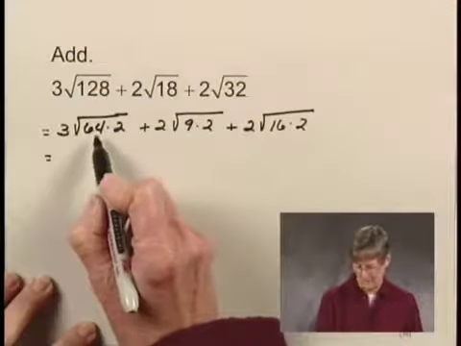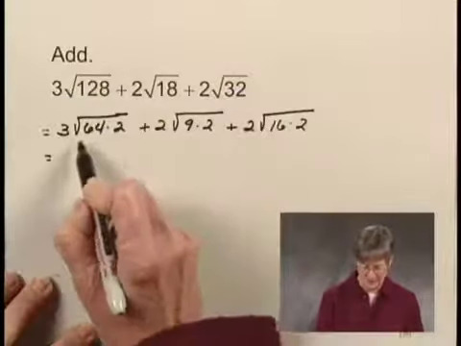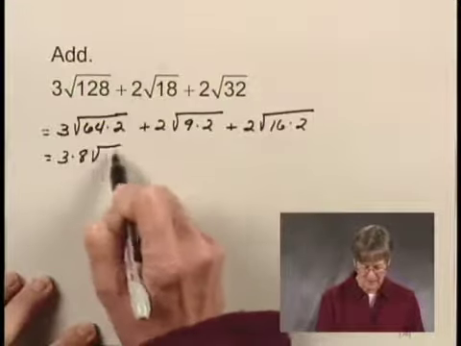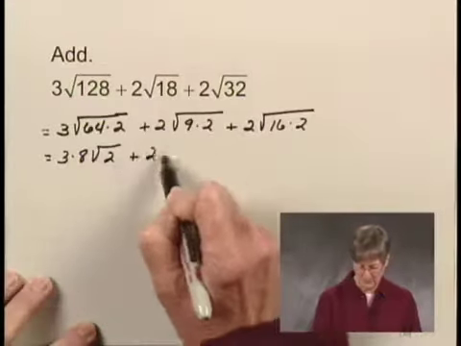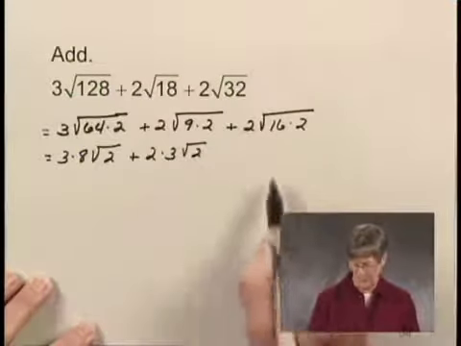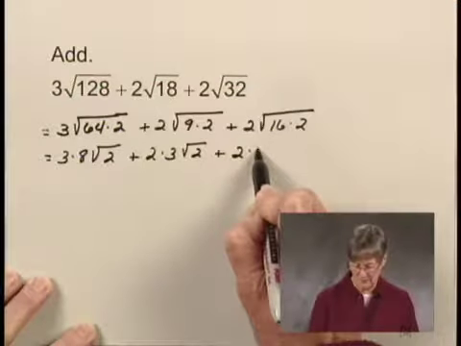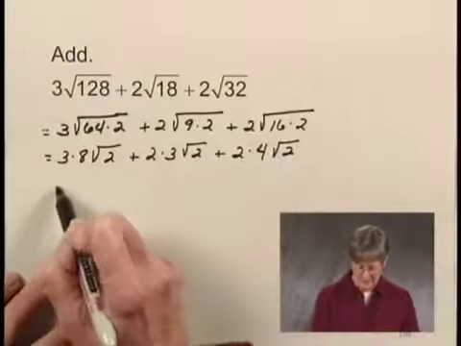Now I'm going to actually simplify these perfect square roots. Here I'll have 3 times the square root of 64, which is 8, times the square root of 2. Here I have 2 times the square root of 9, which is 3, times the square root of 2. And here I have 2 times the square root of 16, which is 4, times the square root of 2. And now let's see what we have.